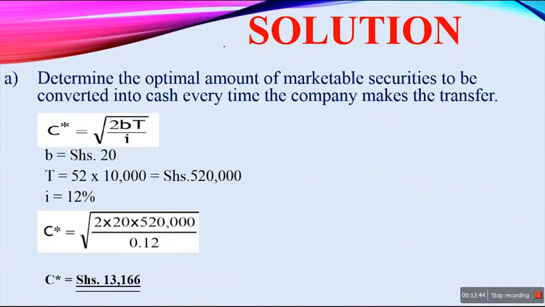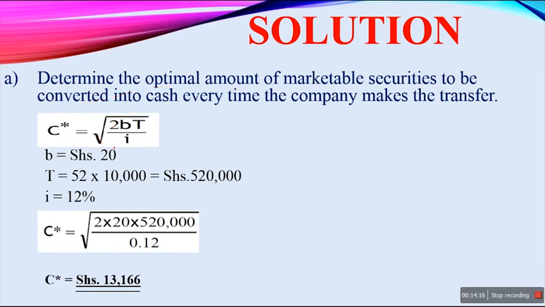Solution. Let's start with part A. Part A, you're told to determine the optimal amount of marketable securities to be converted into cash every time the company makes the transfer. And we said the optimal amount of cash, which is represented by C, is calculated using this formula here, whereby C is given by the root of 2 multiplied by BT divided by I.